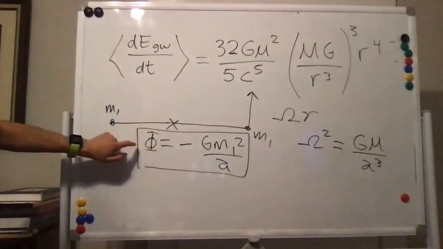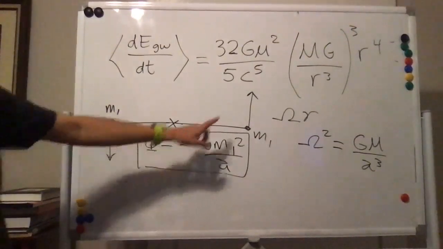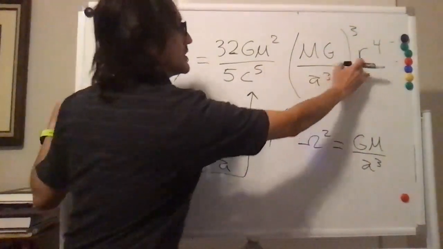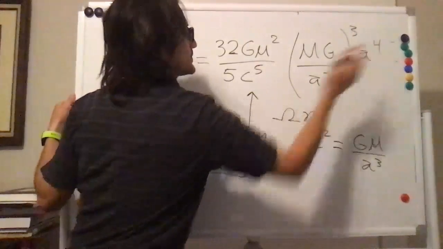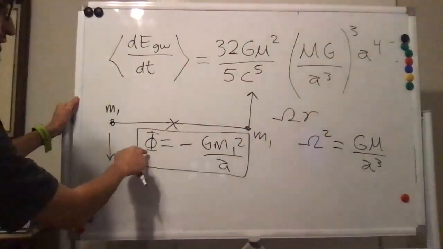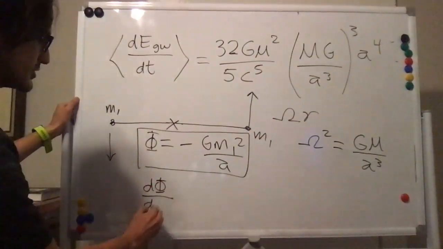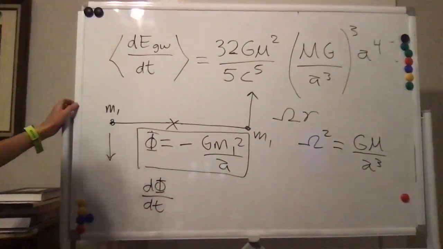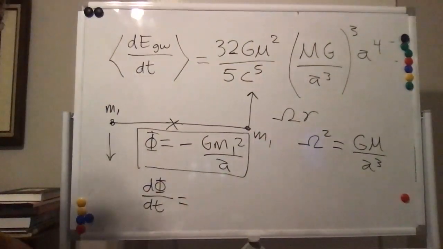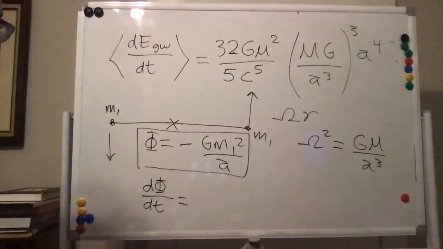So if we take, we can get the time derivative of A from this power, to see how the total energy changes with time. And from this we can estimate when the white dwarfs are going to collide.